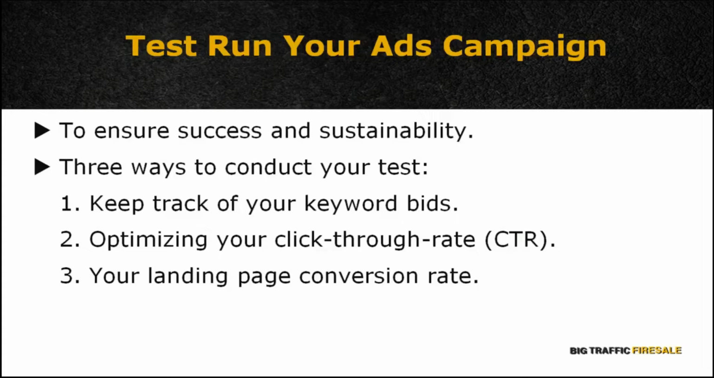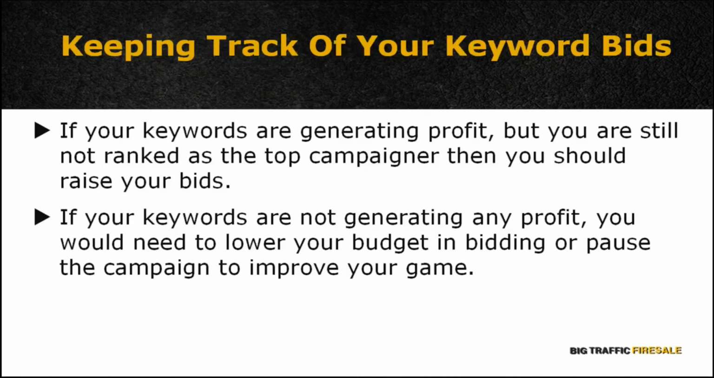There are 3 ways to conduct your tests. 1. Keep track of your keyword bids. 2. Optimizing your click-through rate, CTR. 3. Landing page conversion rate. First, keep track of your keyword bids. Once you've generated your clicks and sales, you'll still need to adjust your bids. If your keywords are generating profit but you're still not ranked as the top campaigner, then you should continue to raise your bidding price. However, if your keywords are not generating any profit, you would eventually have to lower your budget in bidding or pause the campaign to improve your game.